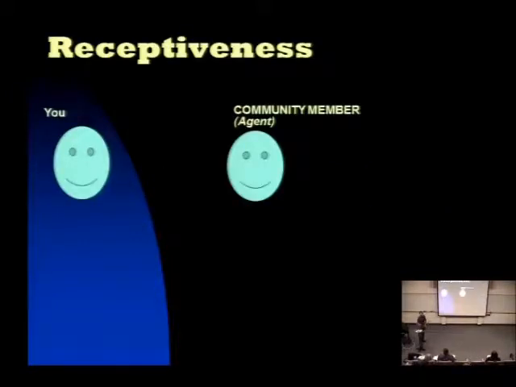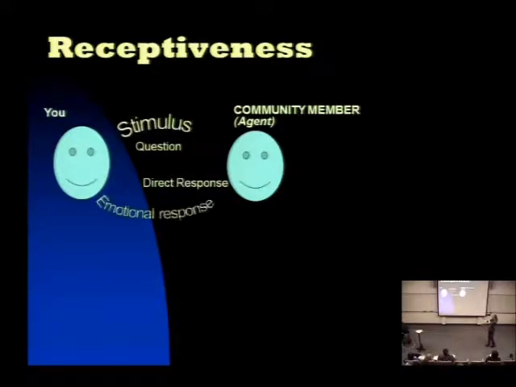So what have you done? What have you achieved? Once you've used all these tools, here's kind of what it looks like. There's you, and there's a community member. You ask them a question. How was your day? What was your favorite toy growing up? How many children do you have? Where do they go to school? What did they learn in school? They'll give you a direct response. So you've stimulated them with the question, and they'll give you an emotional response.